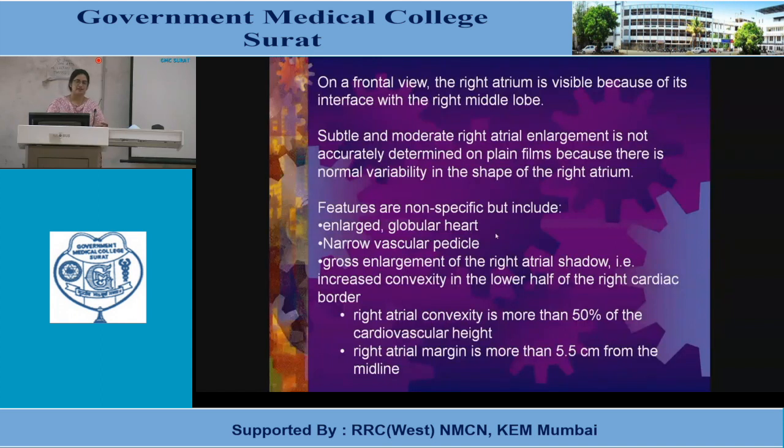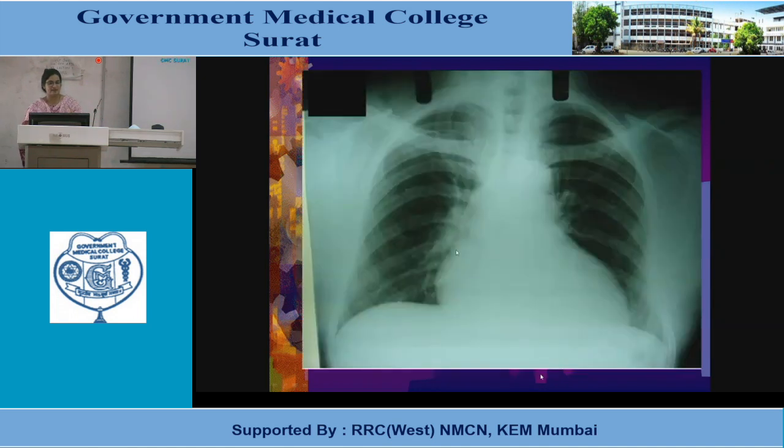Now, features of right atrial enlargement are non-specific, but they include an enlarged globular heart, narrow vascular pedicle, and gross enlargement of the right atrial shadow, that is, increased convexity in the lower half of the right cardiac border. Right atrial convexity is more than 50% of the cardiovascular height, and right atrial margin is more than 5.5 centimeters from the midline. So these are two objective criteria, otherwise you visualize. You can see that the right atrium is enlarged, projecting much beyond the paramidline. You can measure it from the midline.